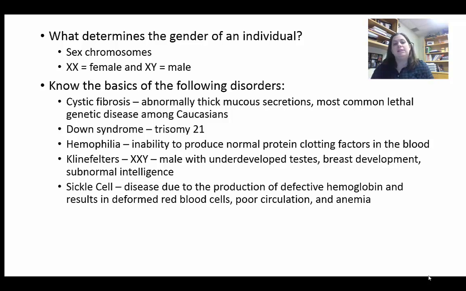Sickle cell disease is a disease due to the production of defective hemoglobin. This makes the red blood cells look like bananas or crescent moons. Because of this, it causes poor circulation and it makes the patient anemic.